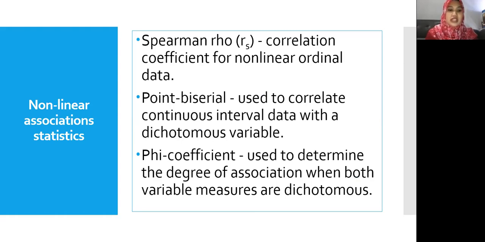Okay, and then for nonlinear association statistics, we can use, for example, for correlation coefficient for nonlinear ordinal data, we can use Spearman rho, and then point biserial, used to correlate continuous interval data with a dichotomous variable, and then the phi coefficient, used to determine the degree of association when both variables measured are dichotomous, right, Mas Anjar? Yes. Okay, next please.